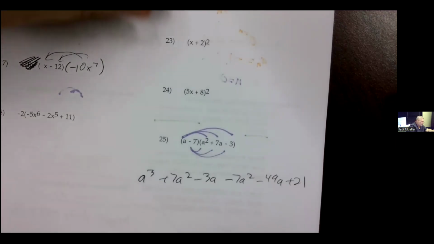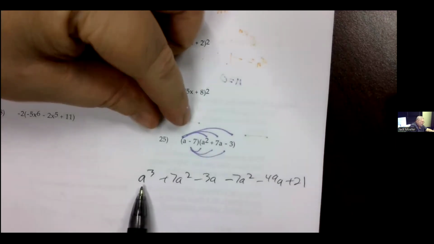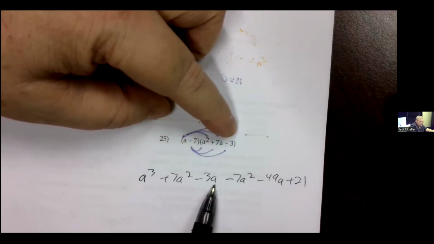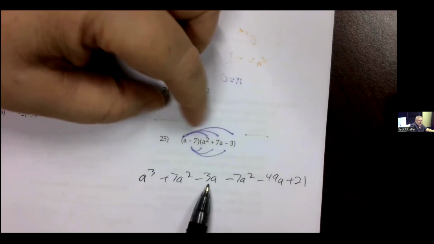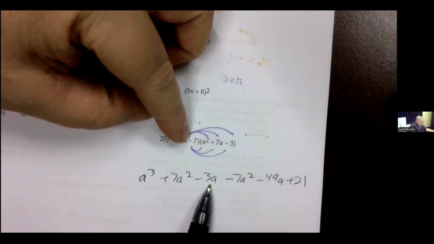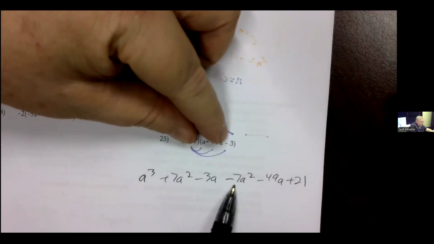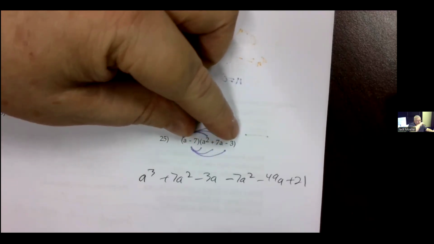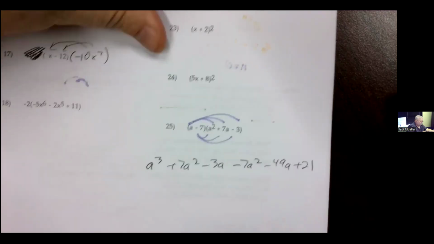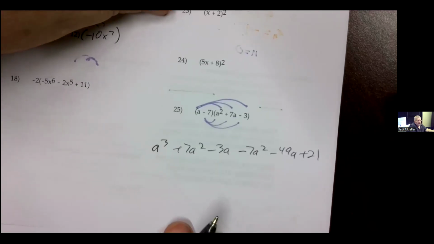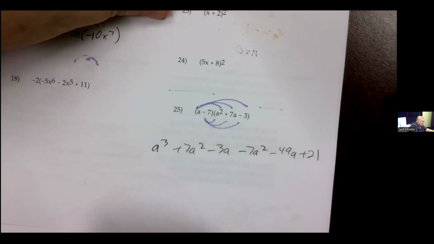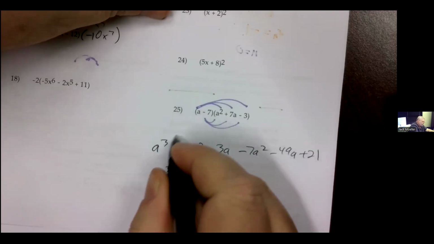Okay. So when I multiplied by a, I've got a cubed plus 7a squared minus 3a. And then when I distribute by minus 7, I got minus 7a squared minus 49a plus 21. Now we need to combine like terms. Well, I like to start with my highest because I like putting these in descending order. There's only one a cubed.